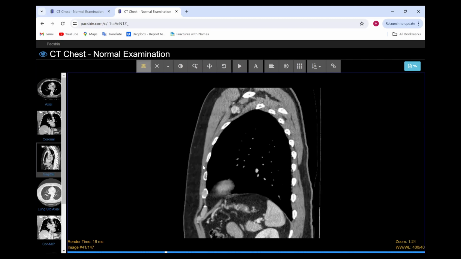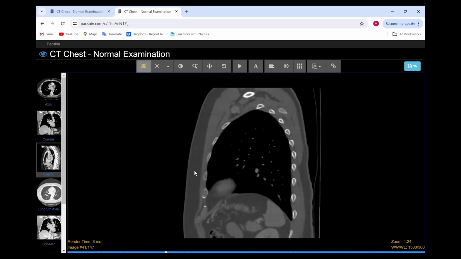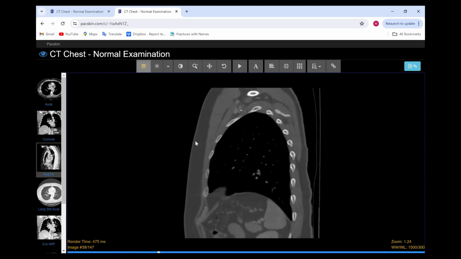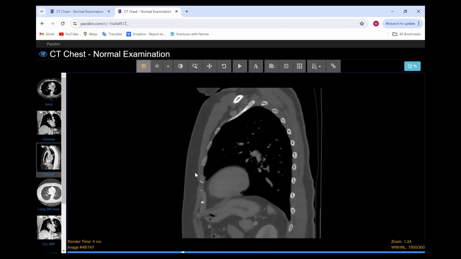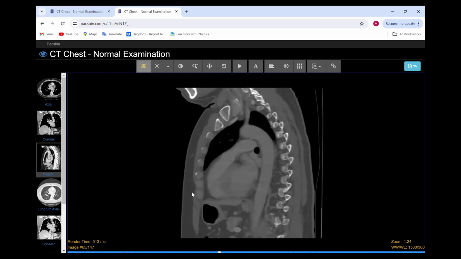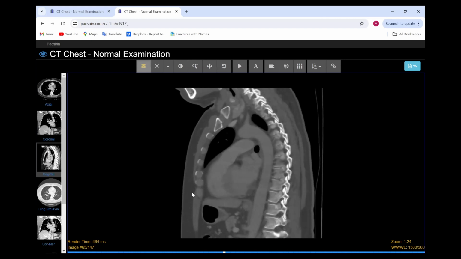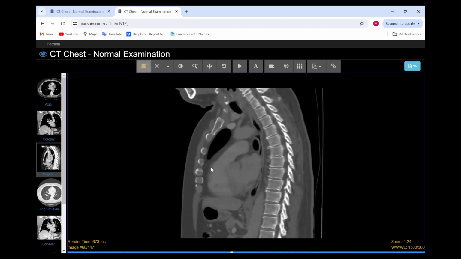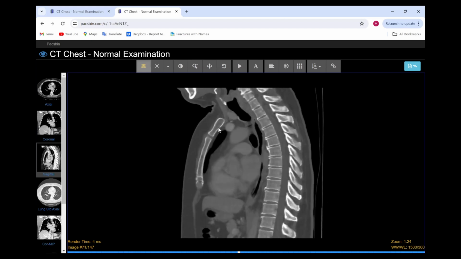Also, we forget to see the sternum. So I always prefer to see the sternum in coronal view. And the first thing I look at in any trauma case is the sternum. So the sternum contains three parts. This is the manubrium, this is the body, and the last part is the xiphoid process.